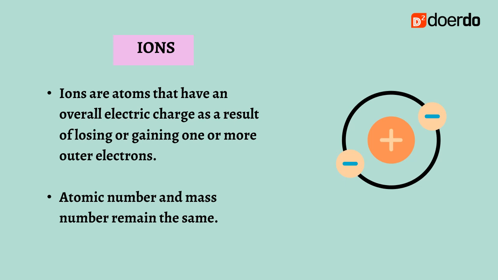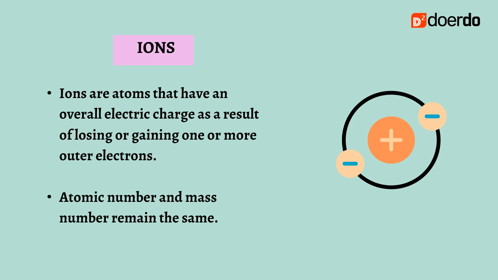So what are ions? Ions are atoms that have an overall electrical charge as a result of gaining or losing one or more outer electrons. As we learned previously, these electrons which are gained or lost are known as valence electrons. However, it is important to know that atomic number and mass number remain the same.